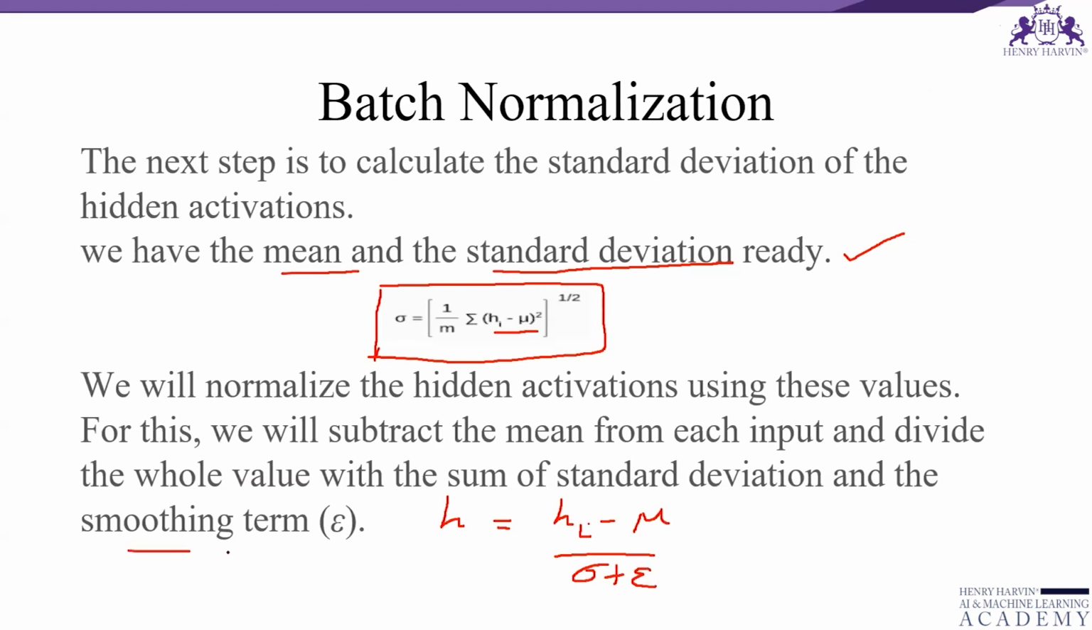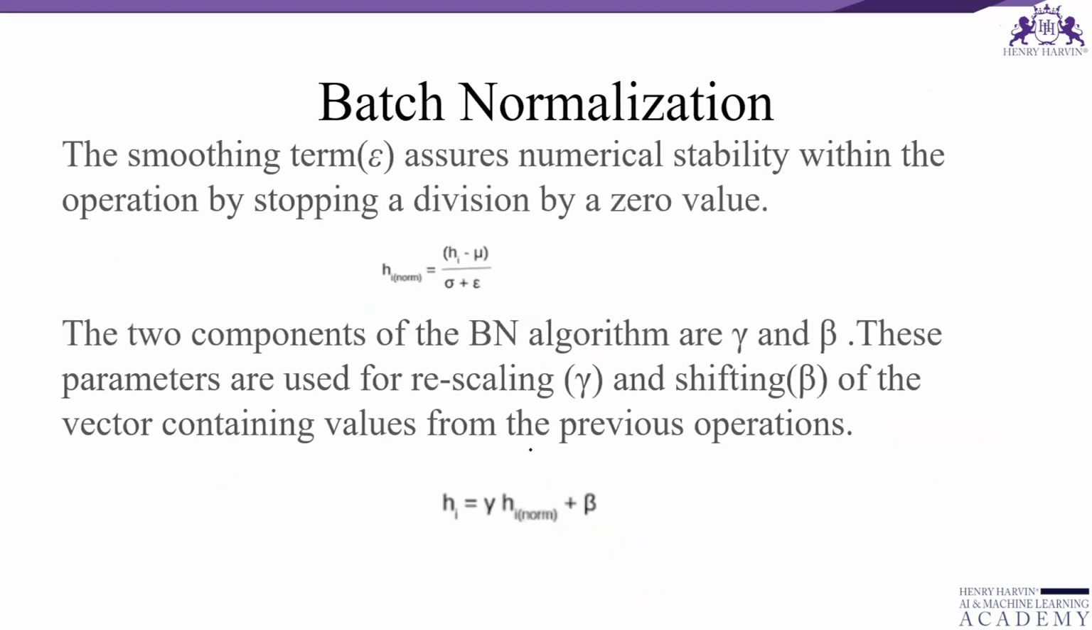So let us try to understand what this is. This is nothing but the smoothing term, right? And what we have done, we will subtract the mean from each input. So this is basically the input and we are subtracting the mean from that and dividing it by the sum of standard deviation and the smoothing term. Hope it is clear, right? So what is this smoothing term? This smoothing term assures numerical stability within the operation by stopping a division by a zero value, right?